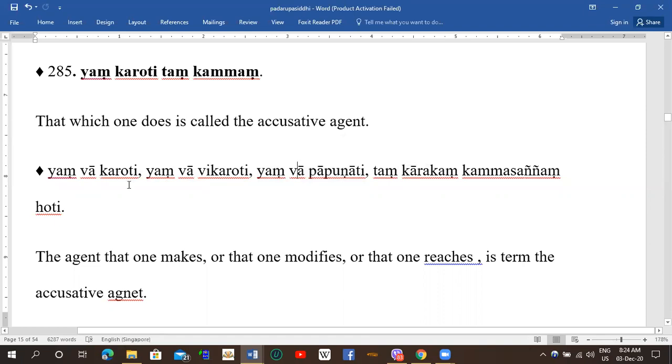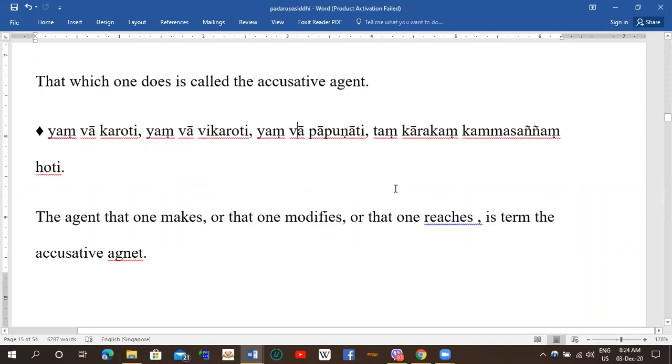Yangwa karoti, this explanation is for the nepataniya kama. Yangwa vikaroti, this explanation is for the vikaraniya kama. Yangwa papunati, this explanation is for the papaniya kama. Papaniya kama tan karaka kama senya hoti. Okay, Pinnava Kusala translates: the agent that one makes. Yangwa karoti, he translates, the agent that one makes.